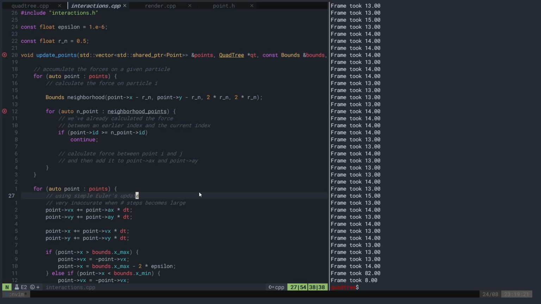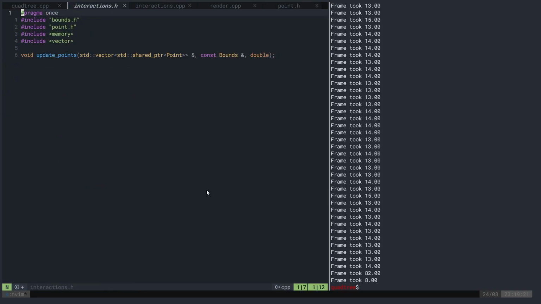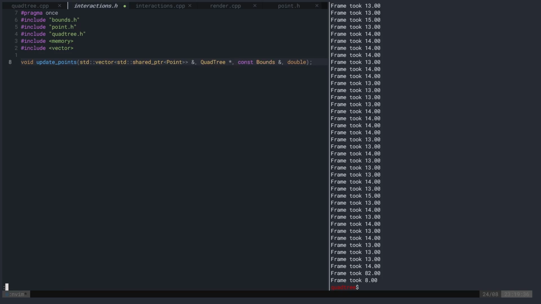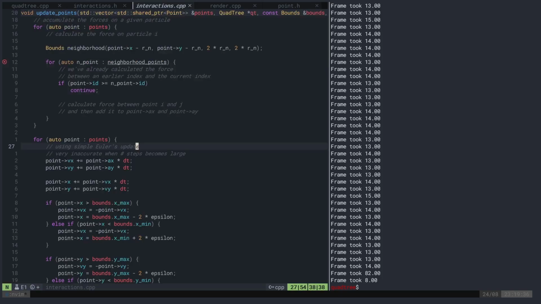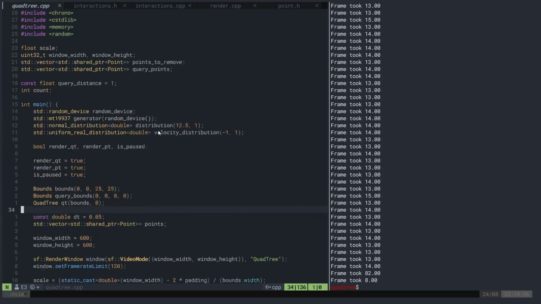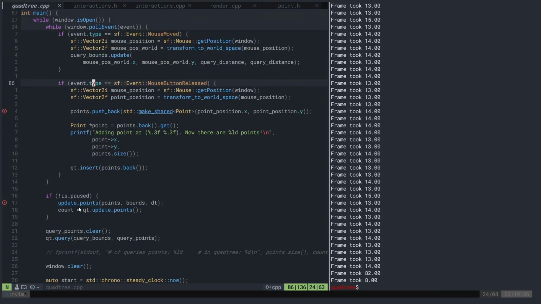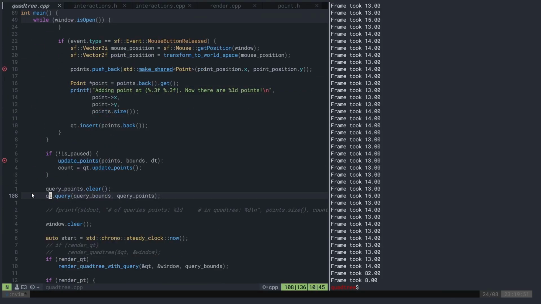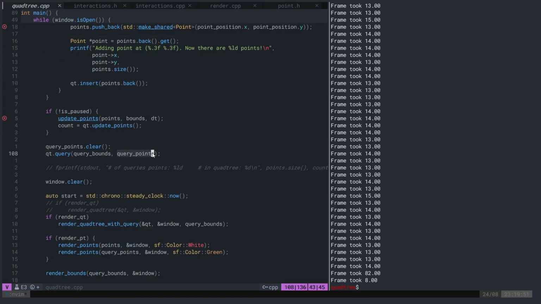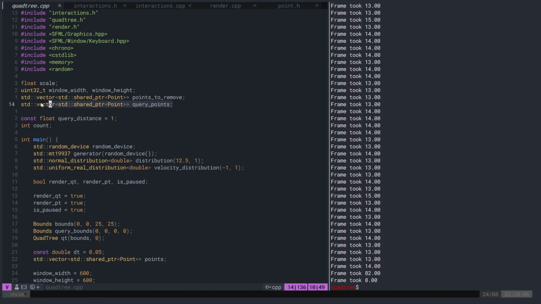We need to fetch our QuadTree to get the neighborhood points, like so. And then here we need to create... how do we define it here? Just go up. So for our query points over here, where we use QuadTree.query, we pass in the query bounds that we're interested in, which we've defined here as neighborhood bounds, right? And so we need to pass in a vector of shared pointers of points.